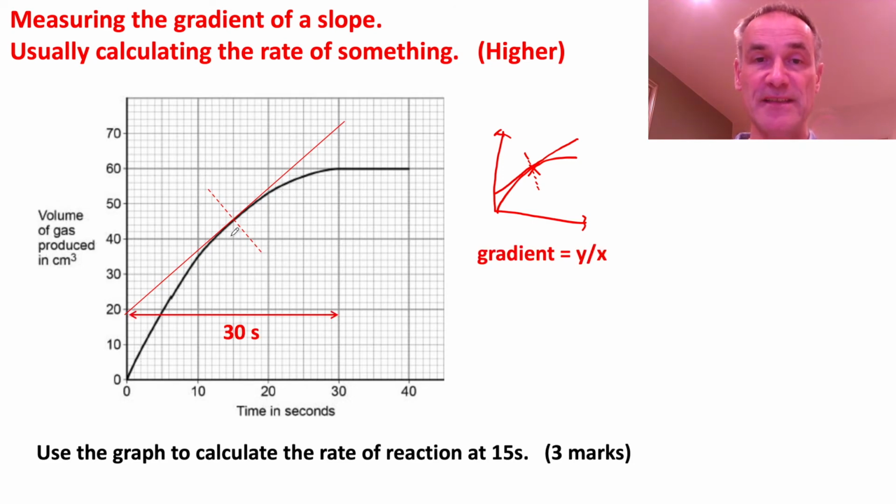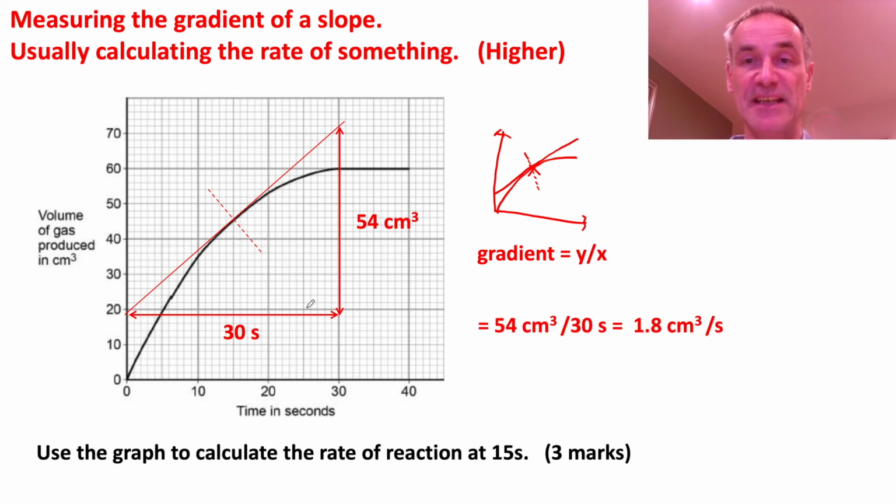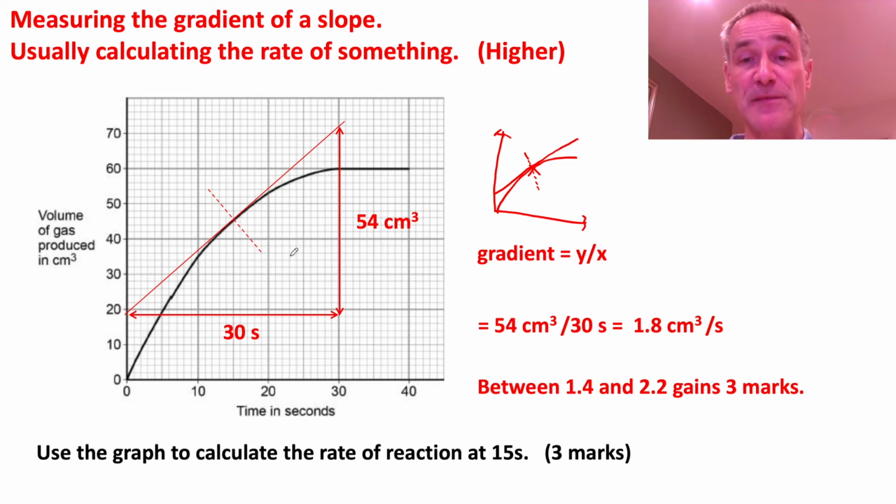So the gradient is the change in y over the change in x. I'm going to draw a triangle here, and make it a big triangle so that there's less error in your results. And you can see here I've measured that as 54 centimetres and this as 30 seconds. So I've got 54 divided by 30 is 1.8 centimetres per second. So that's the rate of increase of volume, and that gives you an excellent 3 marks. Now, this was the mark scheme which said anything between 1.4 and 2.2 gains 3 marks. So they allow a bit of error in your judgment of drawing the tangent.